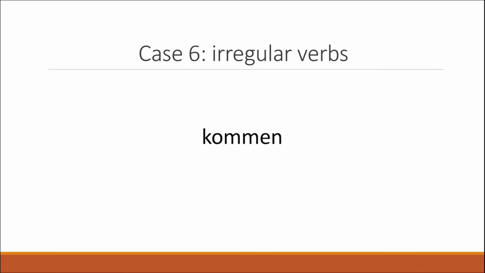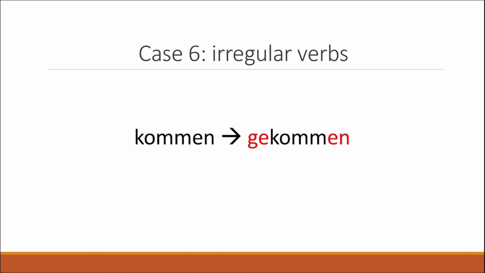Now, the last case we're talking about today is if we're considering irregular verbs. Irregular verbs are kind of complicated and there are lots of possibilities, but if we're taking, for example, the verb kommen, then in order to build the past participle, you're simply going to add ge at the beginning, and the verb is simply going to stay like that. So the past participle of kommen is simply going to be gekommen. So you're not changing anything at the end. You're not substituting en with anything.